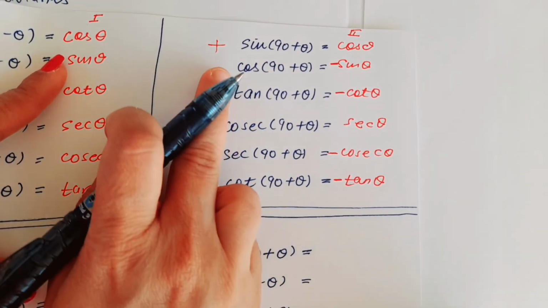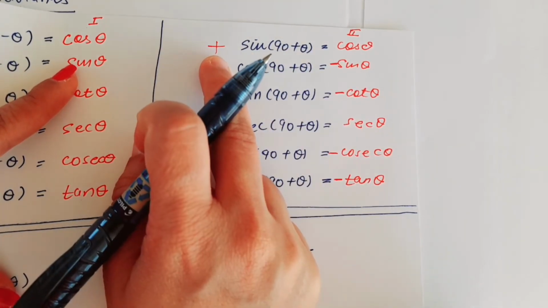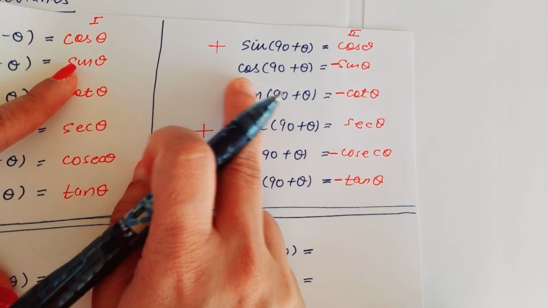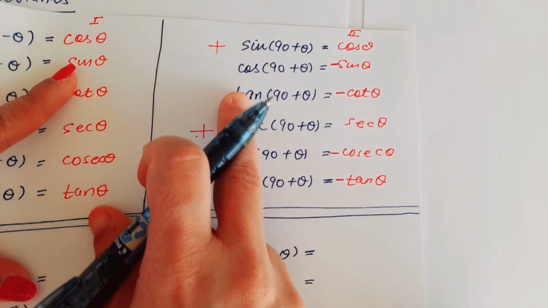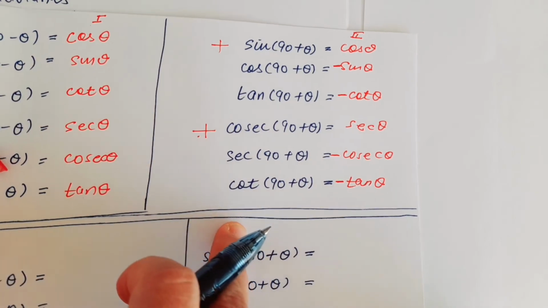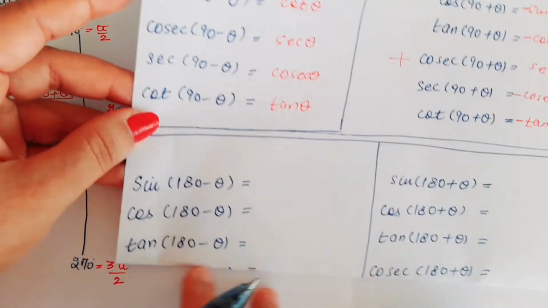So sine of 90 plus theta is cos theta, because sine is positive in the second quadrant, but cos of 90 plus theta will be equal to minus sine theta. This is how we find the values. If we know about quadrants, then it is very easy to find these values.